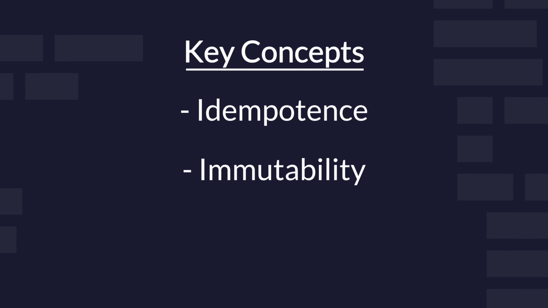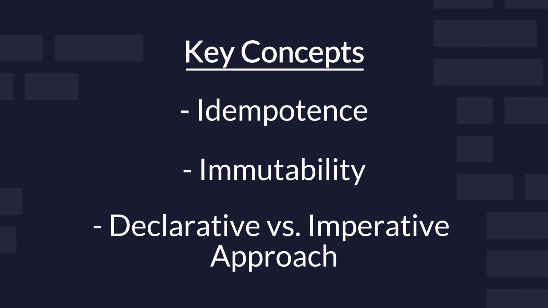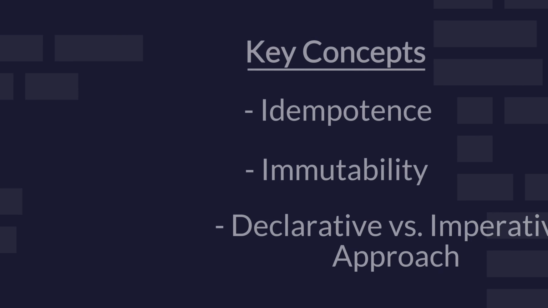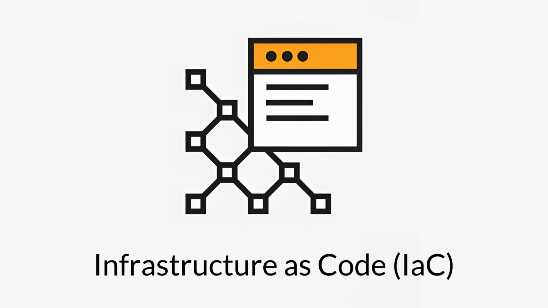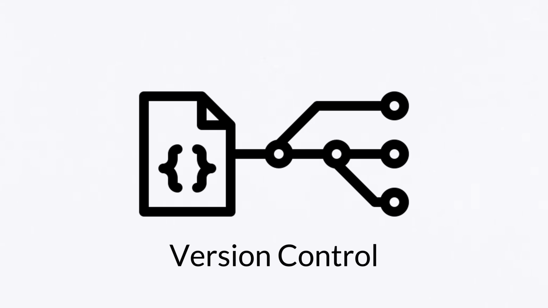The final key principle is declarative versus the imperative approach. While a declarative approach specifies the desired end state, like I want a server, an imperative approach specifies the steps to achieve the end state, like create a server, then install software X. With infrastructure as code, infrastructure changes are made in a systematic, repeatable manner, reducing manual errors. It also allows for version control, ensuring that all team members are working with the same configurations.